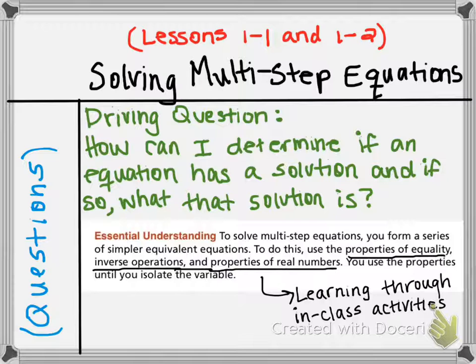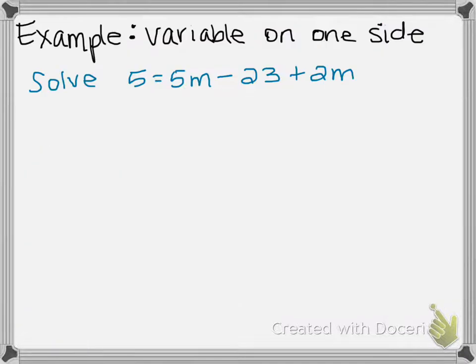And you're going to use these properties until you isolate the variable. So the big key word here is isolate. That's our main goal. So we're always going to be isolating the variable, doing several steps. I know this might look intimidating, all the words at once, but don't worry, it's not too bad. So we're just going to dive right in. I feel like students normally best learn through examples.